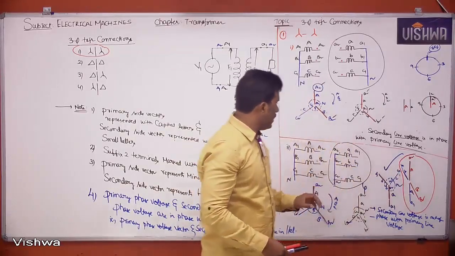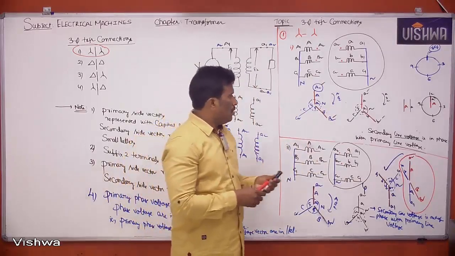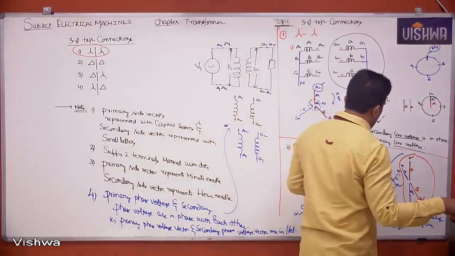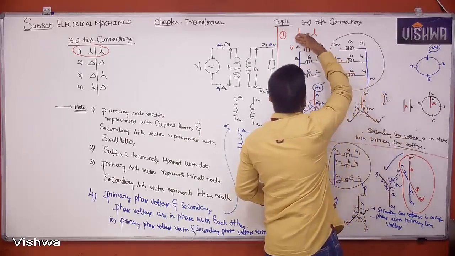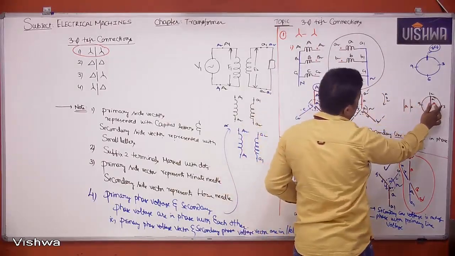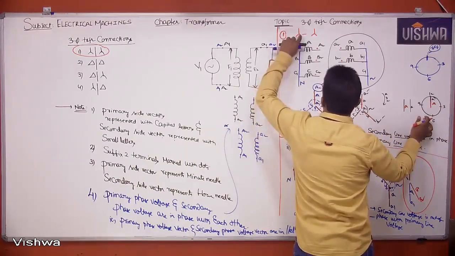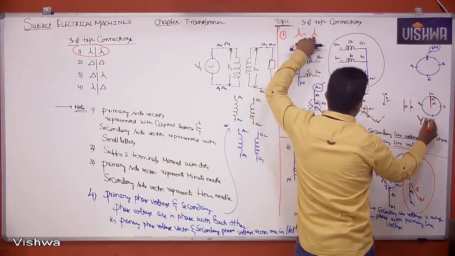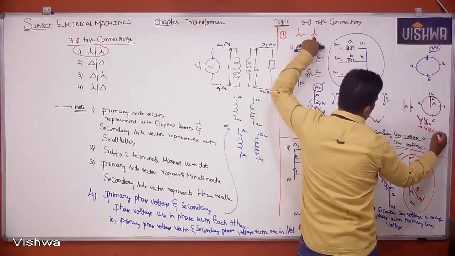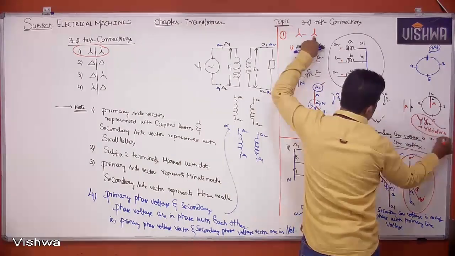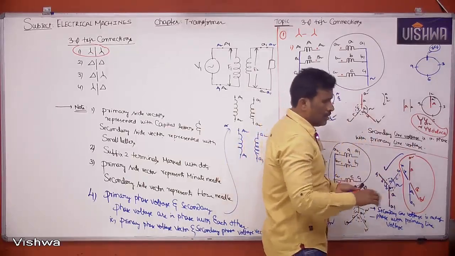Otherwise, you just simply compare small a with the capital A, you'll get the clock. So now tell me here. If you observe clearly, if the capital A is at 12 o'clock, small a is also at 12 o'clock. In case one, small a is at 12 o'clock, capital A is 12 o'clock. That means what is this connection name? Primary star, capital Y, secondary star, small y, Y 12 o'clock, or I can say Y 0 o'clock.